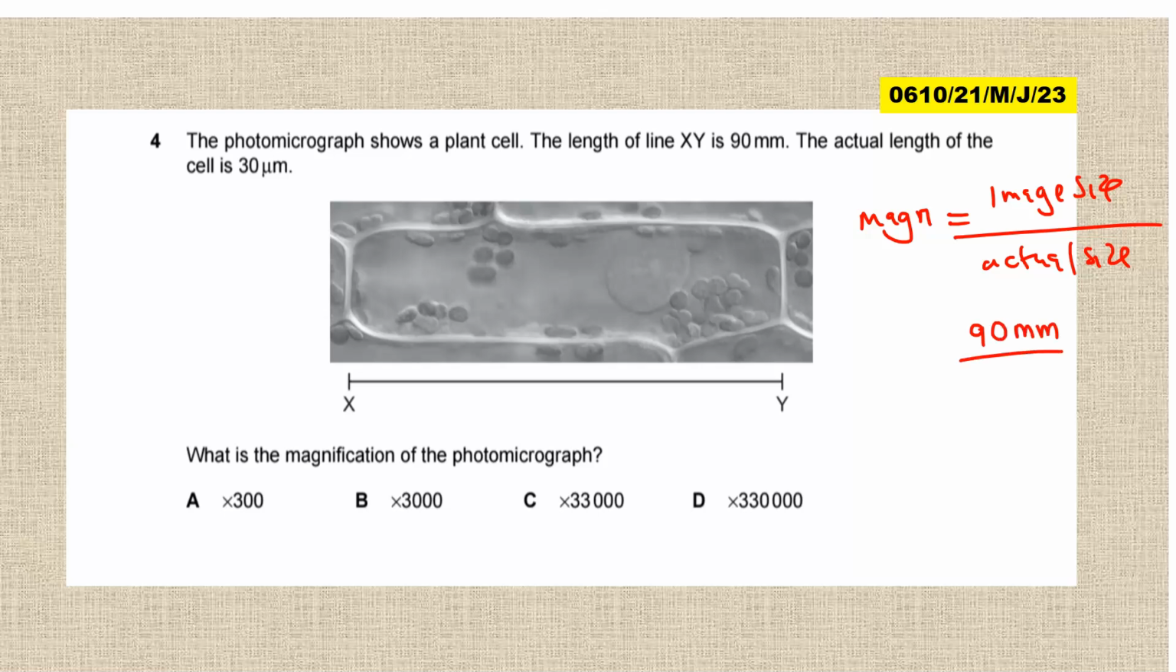Now pay attention. The actual size is 30 micrometer, so we cannot use it. We divide by 1,000. So 30 divided by 1,000 is 0.03. So down here, 0.03 millimeter. Then divide 90 by 0.03, and you should be able to find 3,000. So magnification is 3,000. So in this case, it is right here.